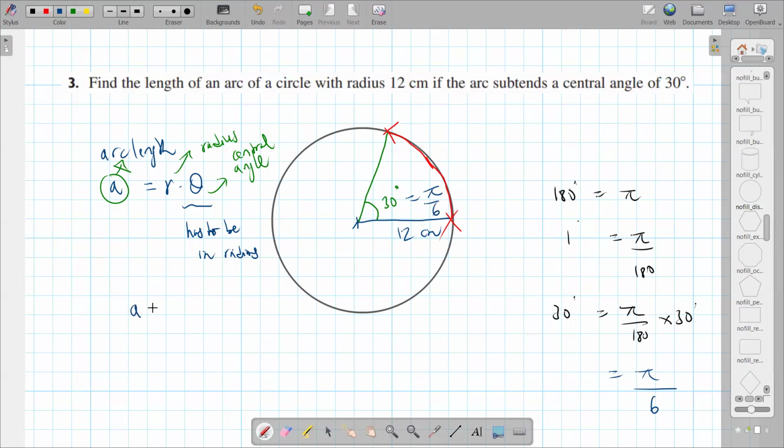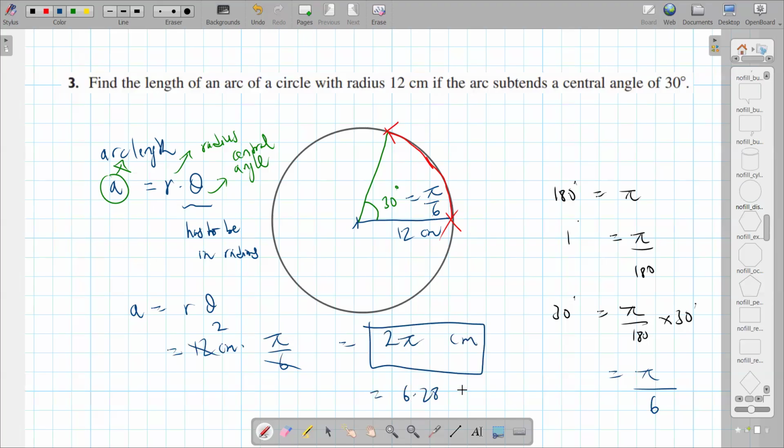So now finally we can use the formula. Our radius is 12 centimeters. Our theta was pi over 6. So 6 goes into 12 twice. So the answer is 2 pi centimeters. And you can plug that in a calculator if you wanted to. You'll get 6.28 centimeters as the final answer. So again, not terribly difficult. For arc length, you just have to know you have to be in radians. All right, let's call it there for today. Thank you. See ya.